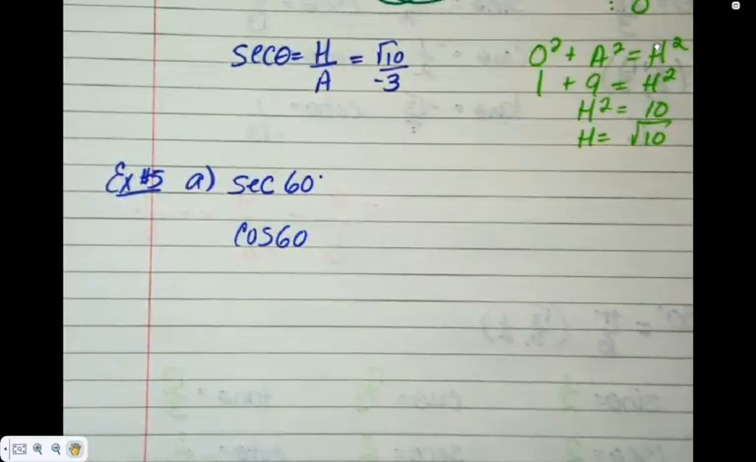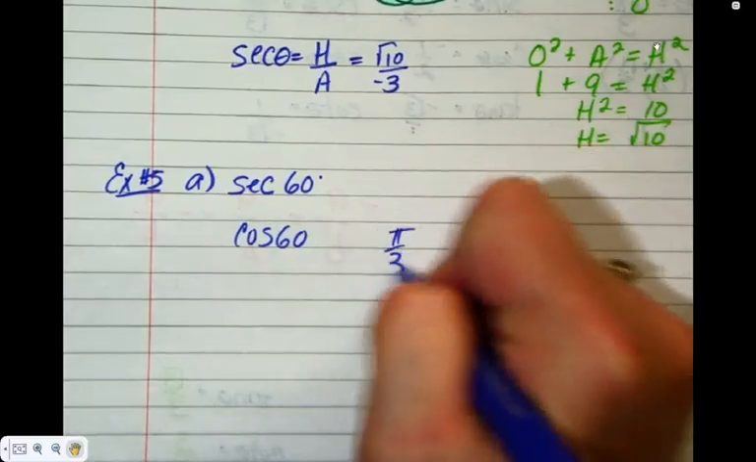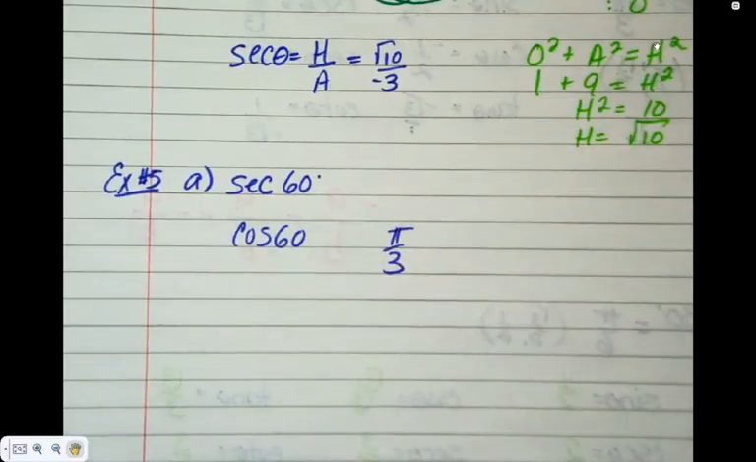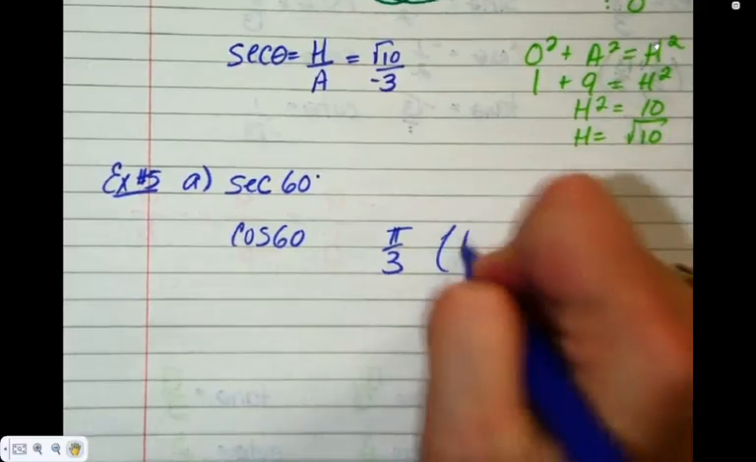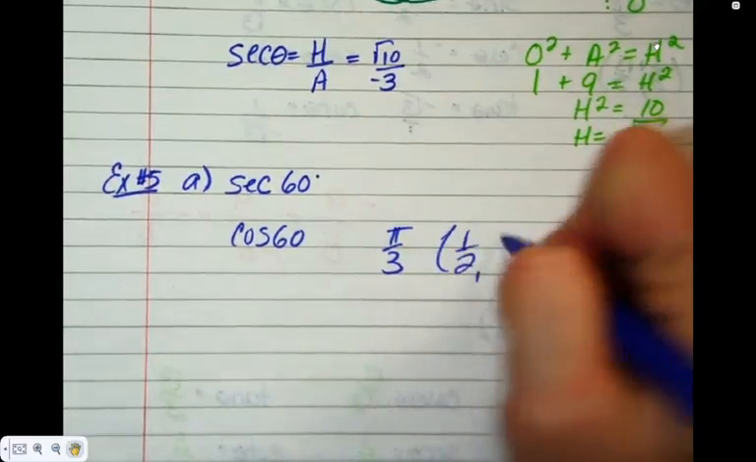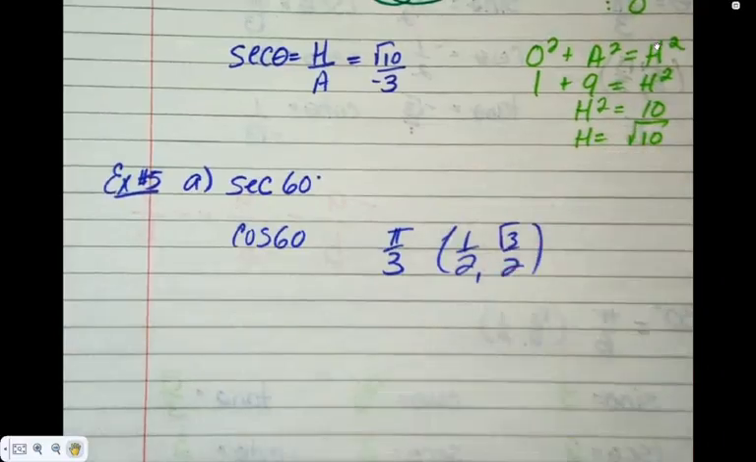First thing we do is think of the family. 60 degrees, what family? Pi on 3. Then we do coordinates. What's the coordinate of the pi on 3 family? 1/2, root 3 on 2. Then we decide if we want x or we want y. And how do we know if we want x or we want y? X is cos and y is sine, so we want the x value.